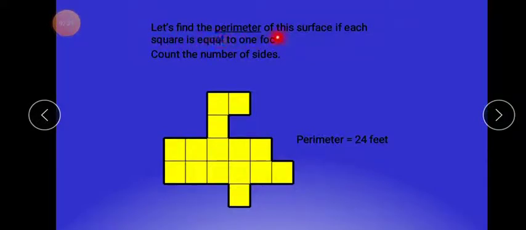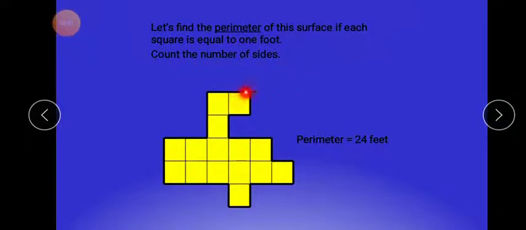Let's find the perimeter of this shape if each square is equal to 1 foot. So here how many squares are there? 1, 2, 3, 4, 5, 6, 7, 8, 9, 10, 11, 12, 13, 14, 15. Now if the question was asked to find the area, and area of one square is suppose 1 centimeter square, then we can say it is 15. But now the question is asked perimeter, so we have to add.